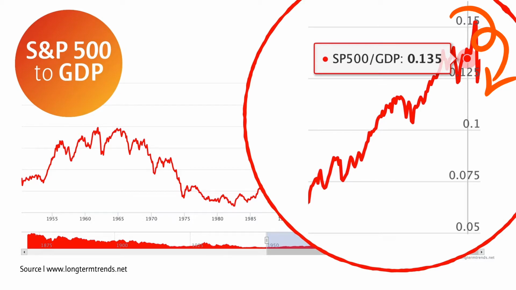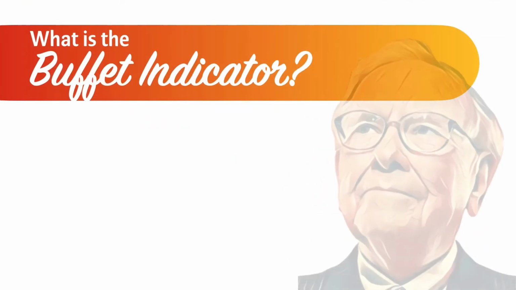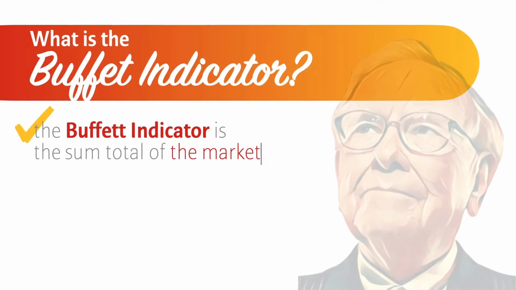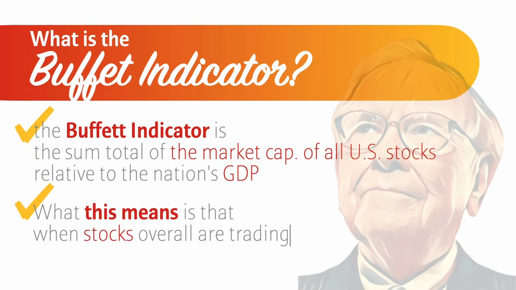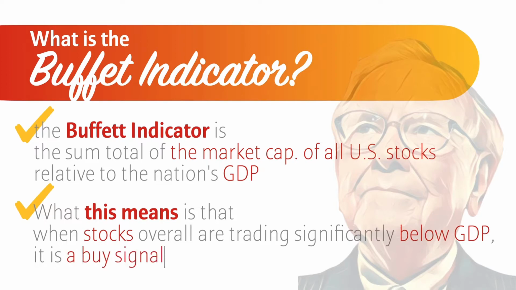So, what is the Buffett indicator? The Buffett indicator is the sum total of the market cap of all US stocks relative to the nation's GDP. Yes, you are right. The chart you just saw a while ago is the Warren Buffett indicator. What this means is, when stocks overall are trading significantly below GDP, it is a buy signal, or the other way around. If above GDP, it is judged to be overvalued.